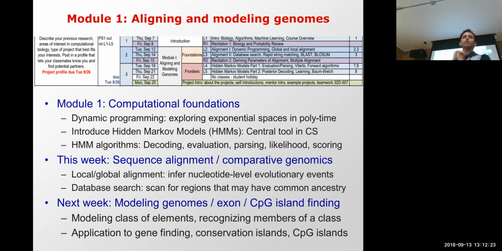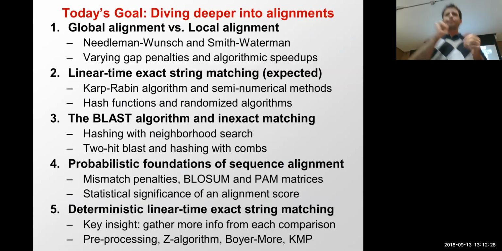All right, so here we are in the middle of aligning and modeling genomes. We're in the second lecture of module 1. And today we're going to dive deeper into alignments. We looked at global alignment on Tuesday. Today we're going to be looking at local alignment. And then we're going to define linear time alignment, perhaps the most well-cited algorithm in computational biology, 15,000 citations: the BLAST algorithm. We're going to have a BLAST talking about BLAST. And then we're going to talk about the probabilistic foundations of sequence alignment. And then a very cool, slightly esoteric topic about deterministic linear time string match.